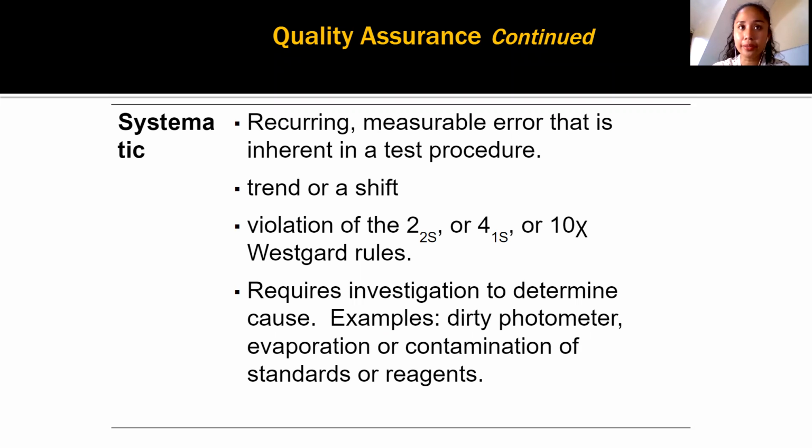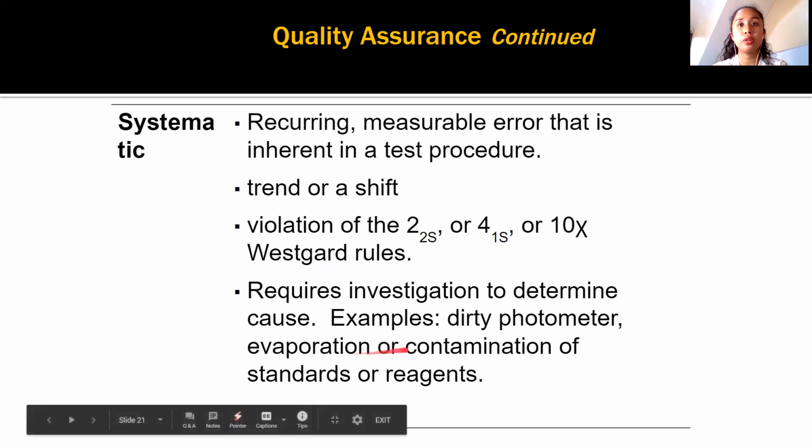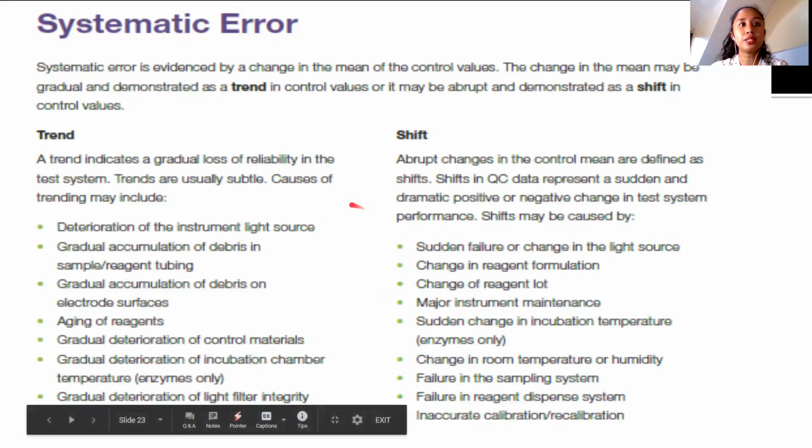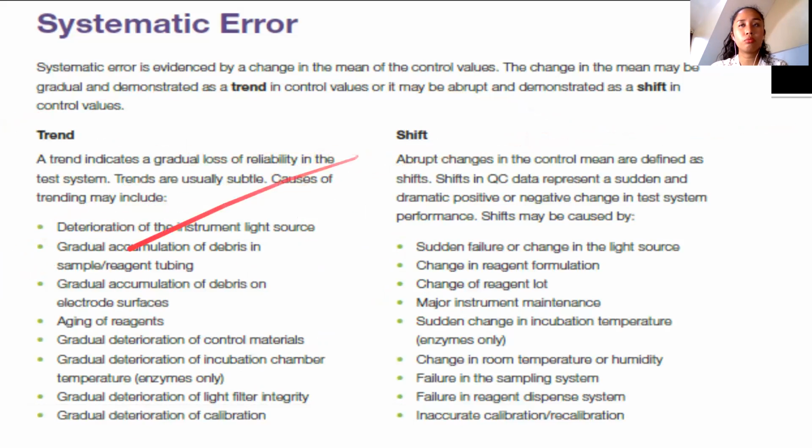So ito, recurring. There could be a trend or a shift. So class, mamaya may encounter kayo dito, 2S for 1S, 10X. Mamaya, yan, sa Levy Jennings yan, requires investigation. Example, dirty photometer, evaporation or contamination of standards or reagents. Yan, ito. So class, systematic error has two subtypes. Trend. So example, nag-age na yung reagent.